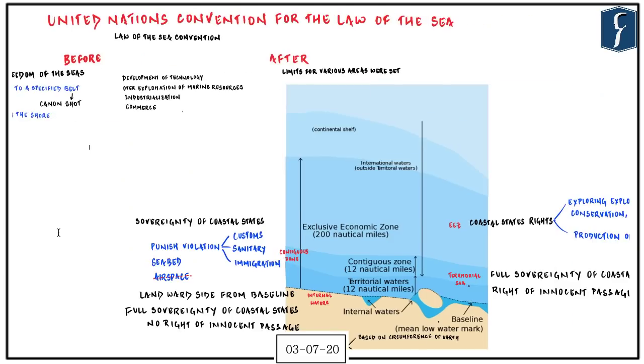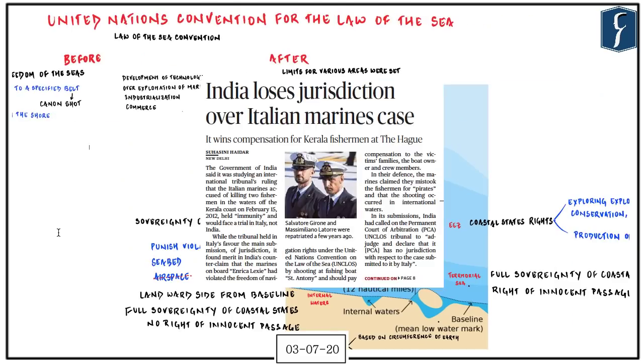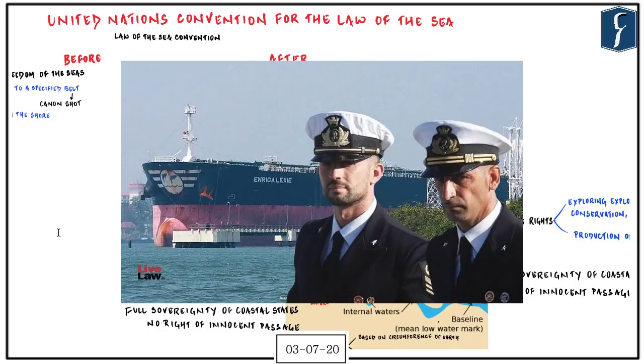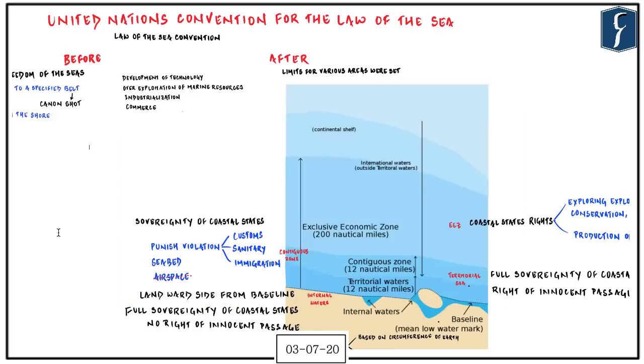Now the article "India loses jurisdiction over Italian Marines case" appears on the front page, and rightly so. Now the government of India has said that it is still studying the international tribunal's ruling that the Italian Marines accused of killing 2 fishermen in the waters off the coast of Kerala in 2012 held immunity and would face a trial in Italy, not in India. Now this is a very important and serious matter.